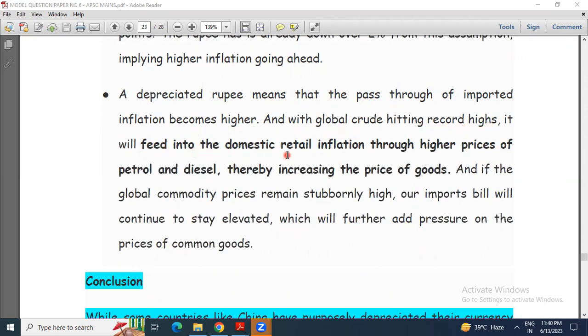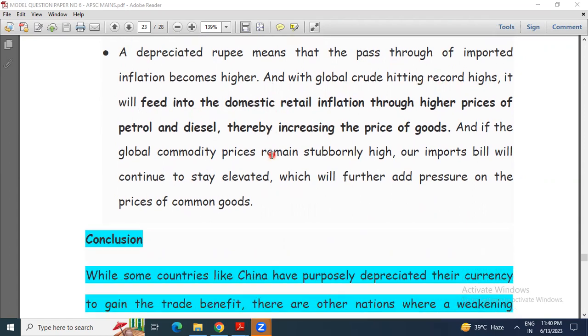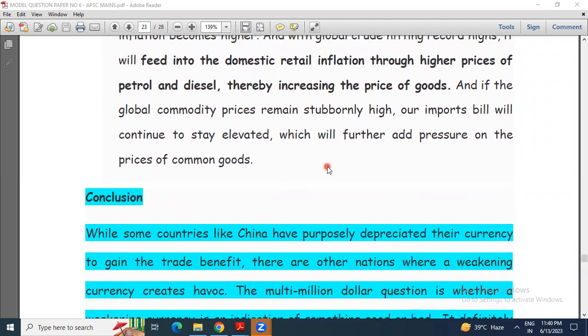A depreciated rupee means that the pass-through of imported inflation becomes higher, and with global crude hitting record highs, it will feed into domestic retail inflation through higher prices of petrol and diesel, thereby increasing the prices of goods. And if the global commodity prices remain stubbornly high, our imports will continue to stay elevated, and that will further add pressure on the prices of common goods.